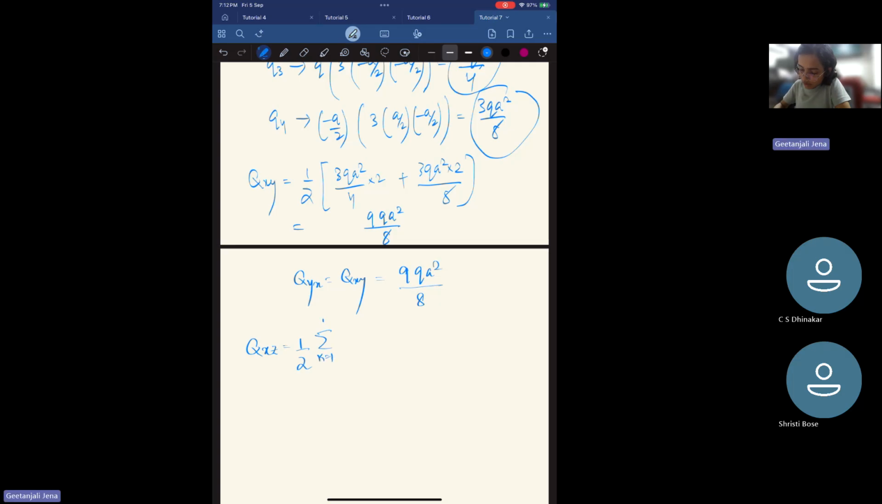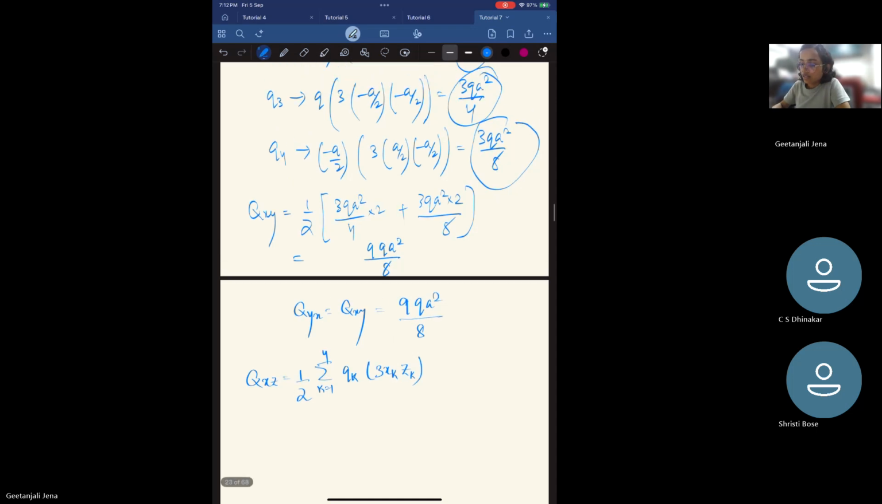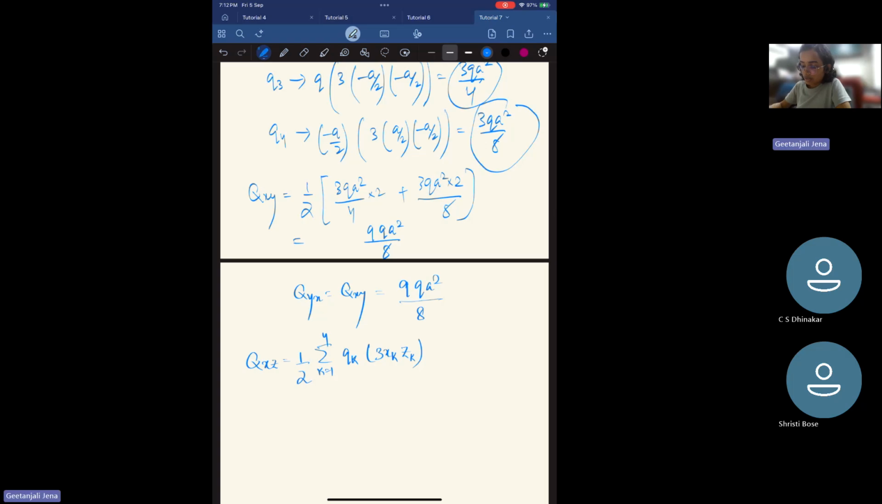the expression will be qk, pk, xk, zk, right? And because zk is 0, sorry, I think we were referring to qxz. I've corrected this. So for qxz, because the zk component is 0 for all the coordinates, that is why we'll find this will be 0. Similarly, qyz is also 0.